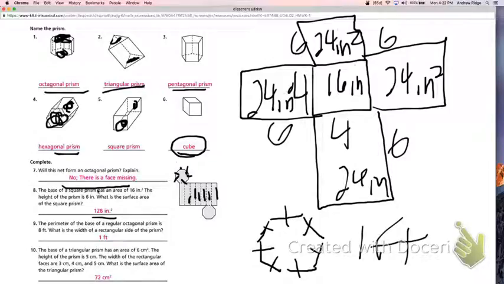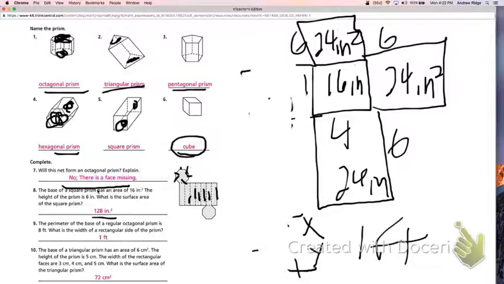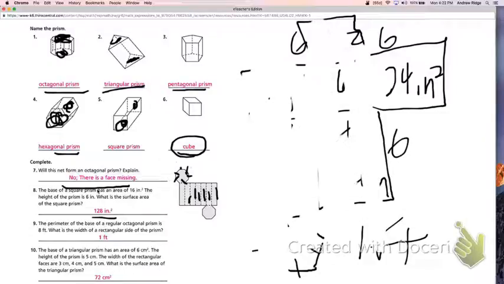Base of a triangular prism has an area of 6 centimeters squared. The height of the prism is 5 centimeters. The widths of the rectangular faces are 3 centimeters, 4 centimeters, and 5 centimeters. What is the surface area of the prism? Well, and here they're just being a big old pain in the neck. Right, so just give me a second. We're going to erase all this nonsense.